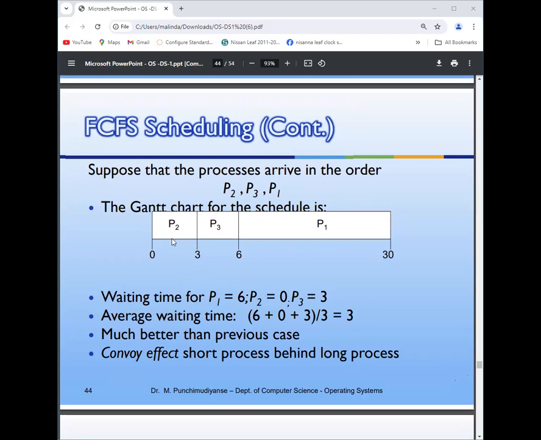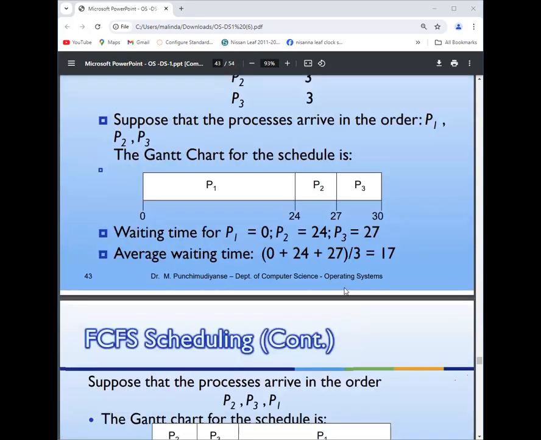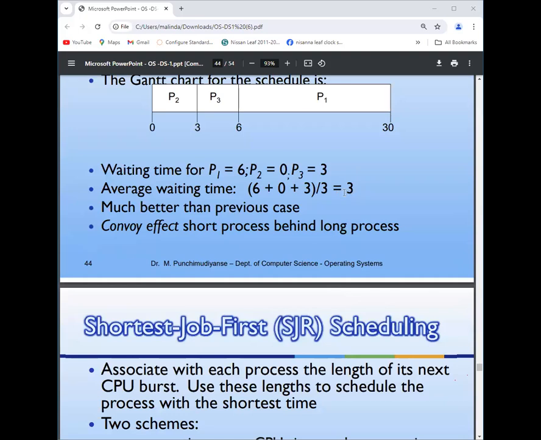So if you calculate the waiting time, for P1, it has to wait from 0 to 6 milliseconds. So 6 milliseconds before getting the CPU. And P2 came first, so it will get the first CPU. So its waiting time is 0. And P3 gets the CPU at the third millisecond. So its waiting time is 3 milliseconds. So the average waiting time is 3 actually. So if the order is different, the waiting time is a lot less. Earlier it was 17, now it is 3, the average waiting time. So much better than the previous case.